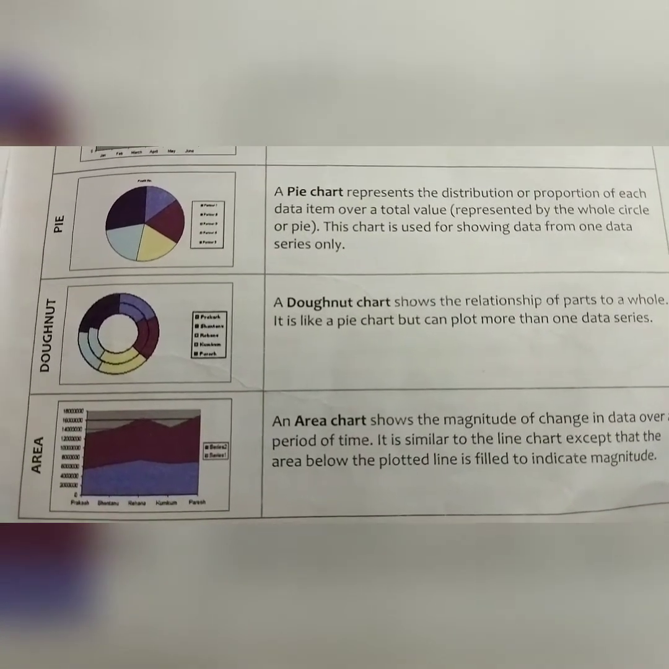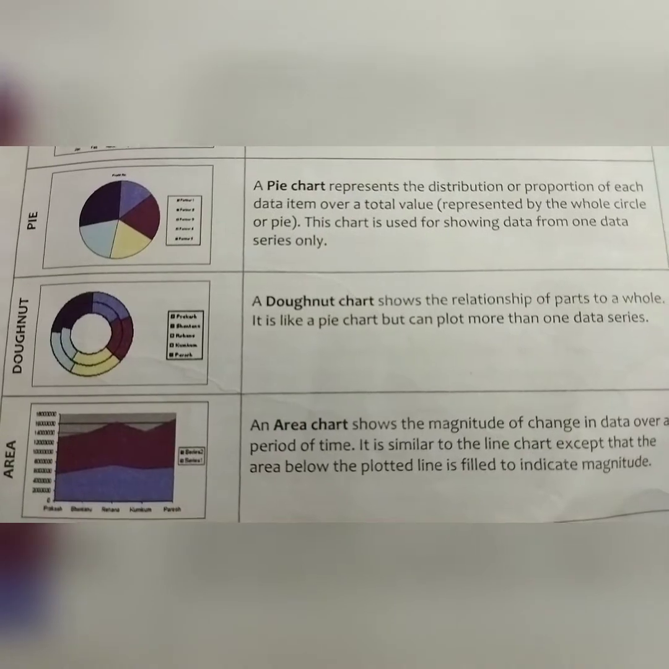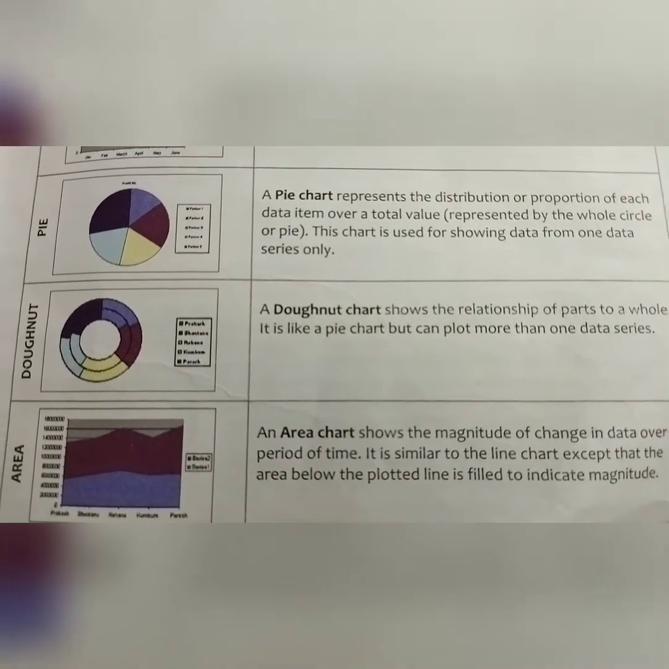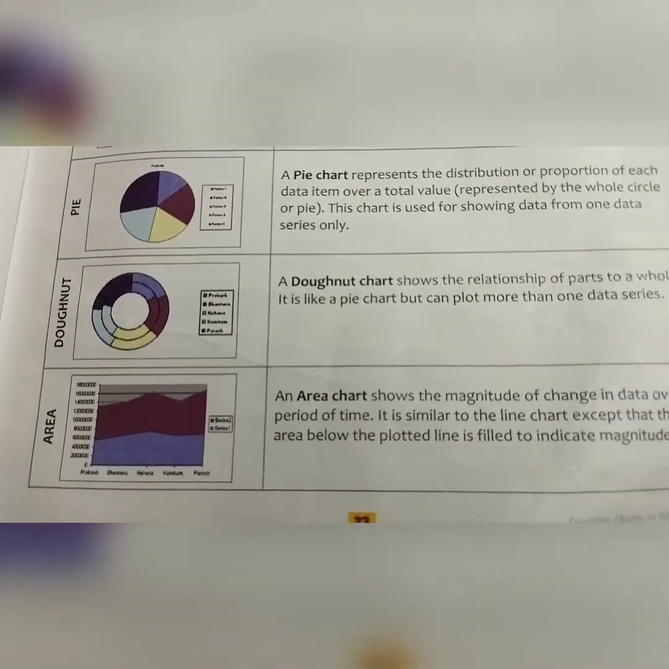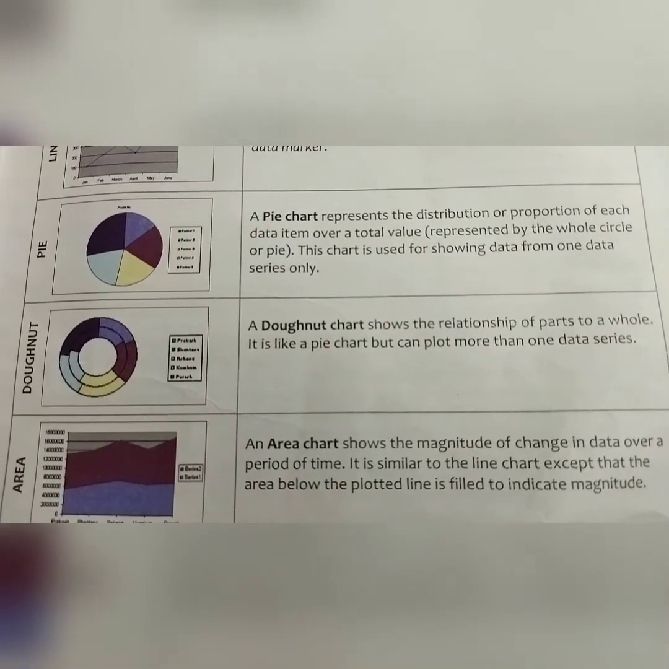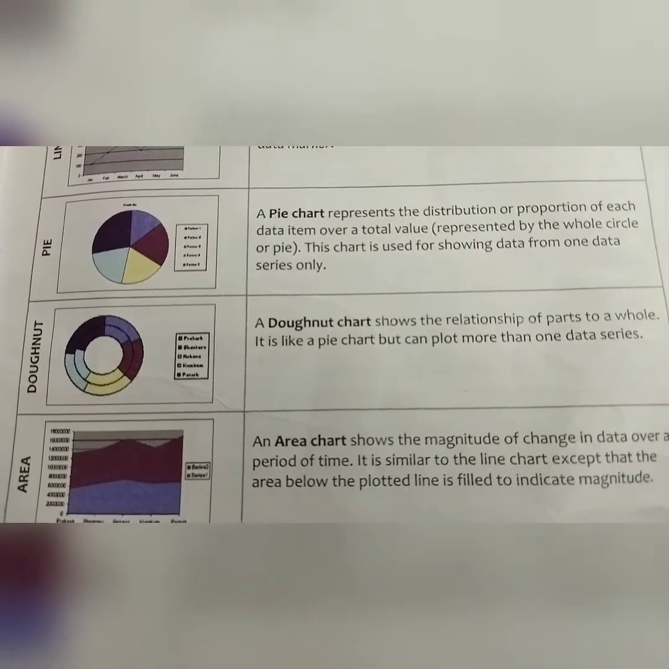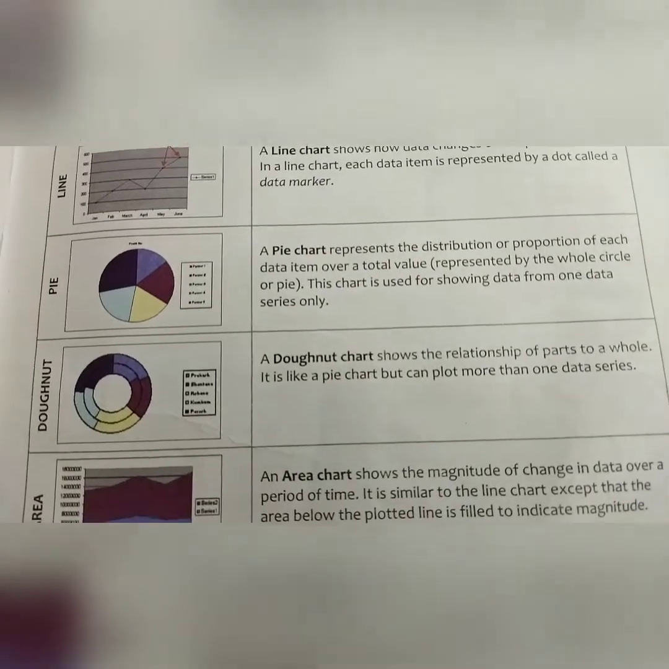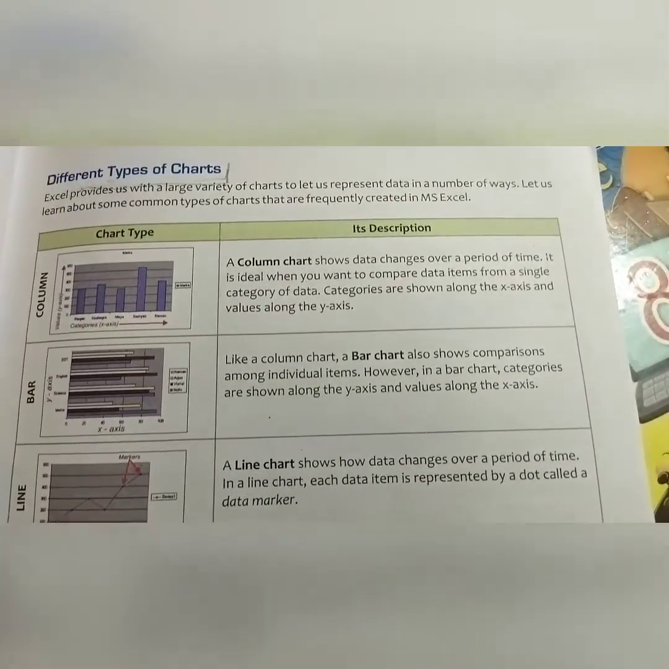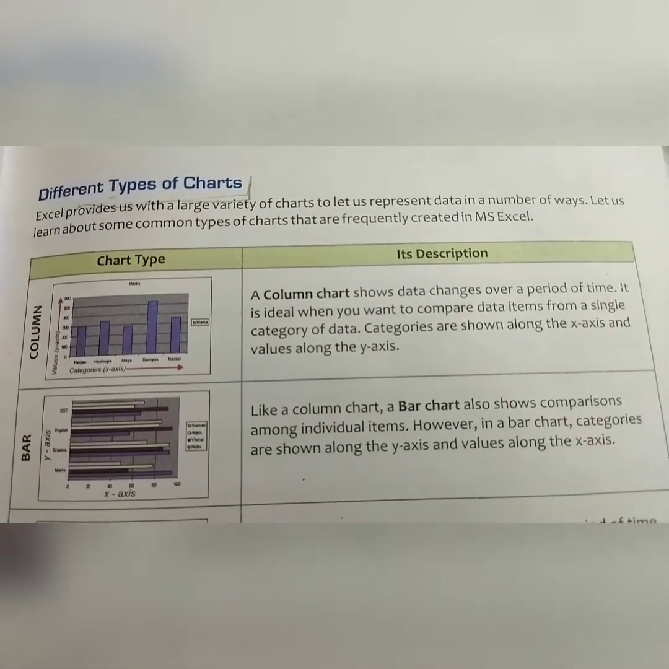Then last is your area chart. An area chart shows the magnitude of change in data over a period of time. It is similar to the line chart except that the area below the plotted line is filled to indicate magnitude. So just go through all these topics, students, and revise and practice the different types of charts.